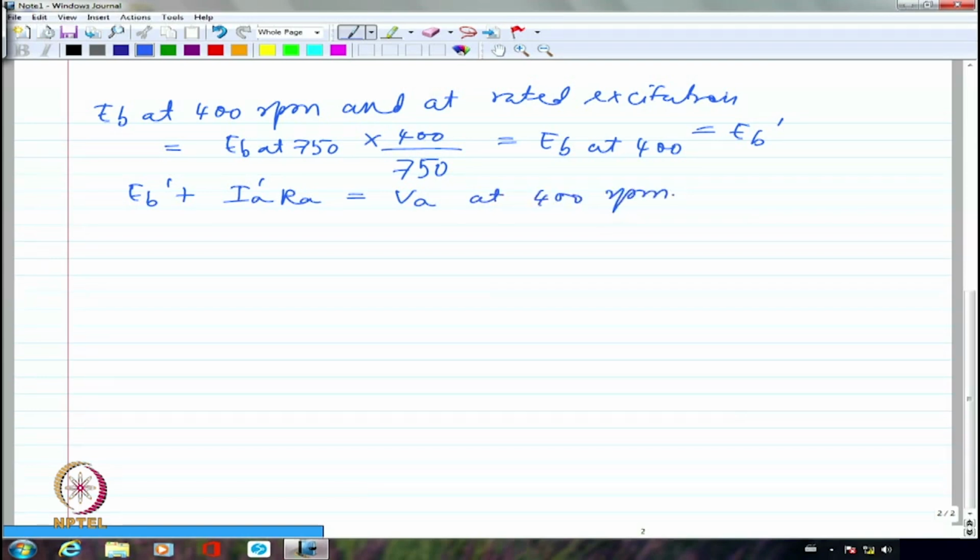Okay. So I must follow a similar approach for the other case also, where the field control is being implemented, where I am going to assume that the voltage is maintained constant at rated value, right? Is that clear? Okay.